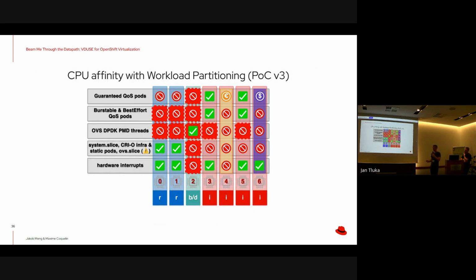So we had to enhance the performance profile API of the node tuning operator. This is pretty OpenShift specific. We needed to make sure we have a third component, core 2 in this case, where only our OVS DPDK PMD threads are scheduled. So nothing else. Our networking is handled only on that core. We also made sure that best effort and burstable pods are not allowed to run on the system cores. So we have this reserved set of cores where only system services are scheduled.